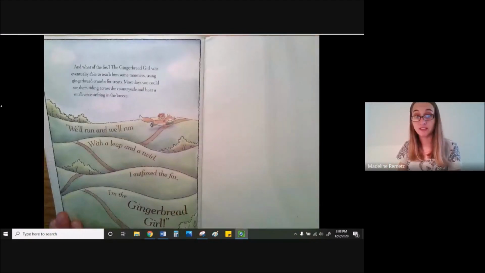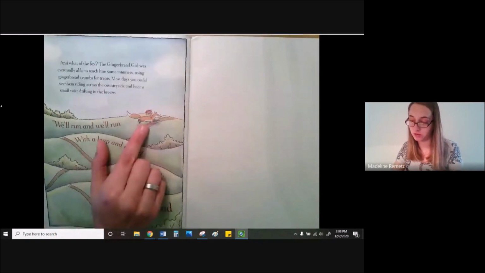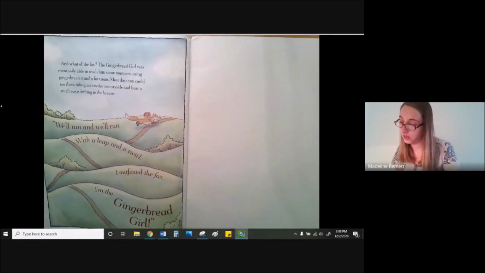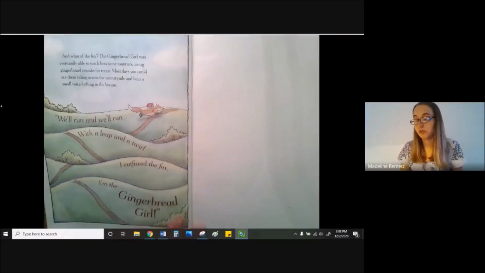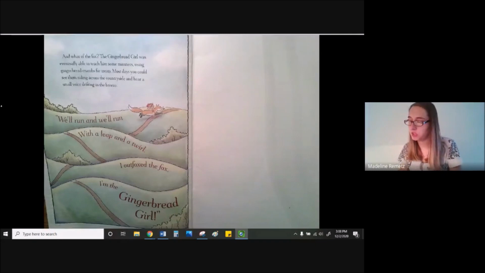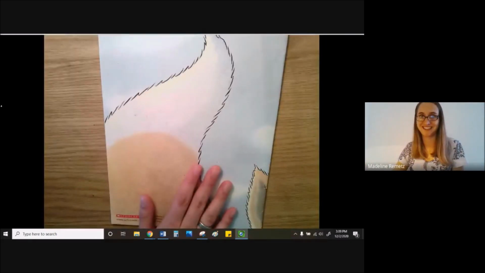And what of the fox? The gingerbread girl was eventually able to teach him some manners, using gingerbread crumbs for treats. Oh no. Most days you could see them riding across the countryside and hear a small voice drifting in the breeze. "We'll run and we'll run with a leap and a twirl. I outfoxed the fox. I'm the gingerbread girl." The end. Oh, and there's the fox's tail.